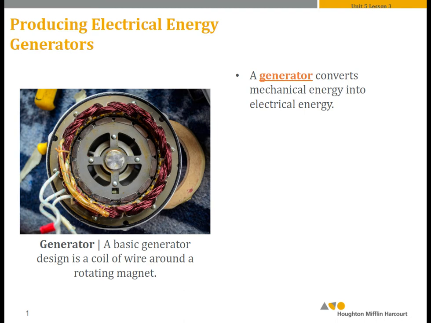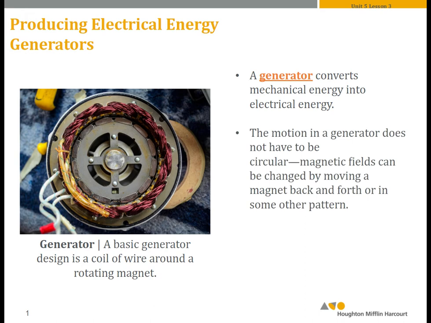Motors work in a very similar way, except instead of having a rotating magnetic field induce a current, you have a current that's supplied to the motor that then causes the rotor to turn. A generator, as I said, converts mechanical energy into electrical energy. So anytime you have a generator, you have to have some source of mechanical energy.